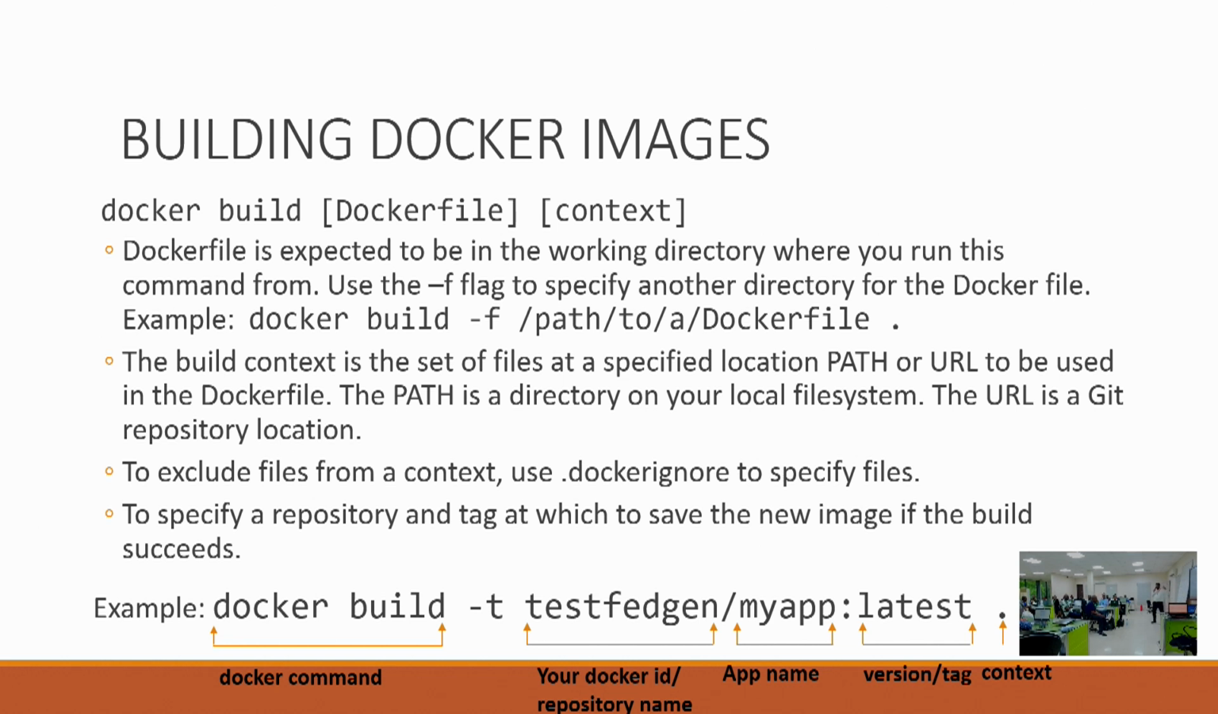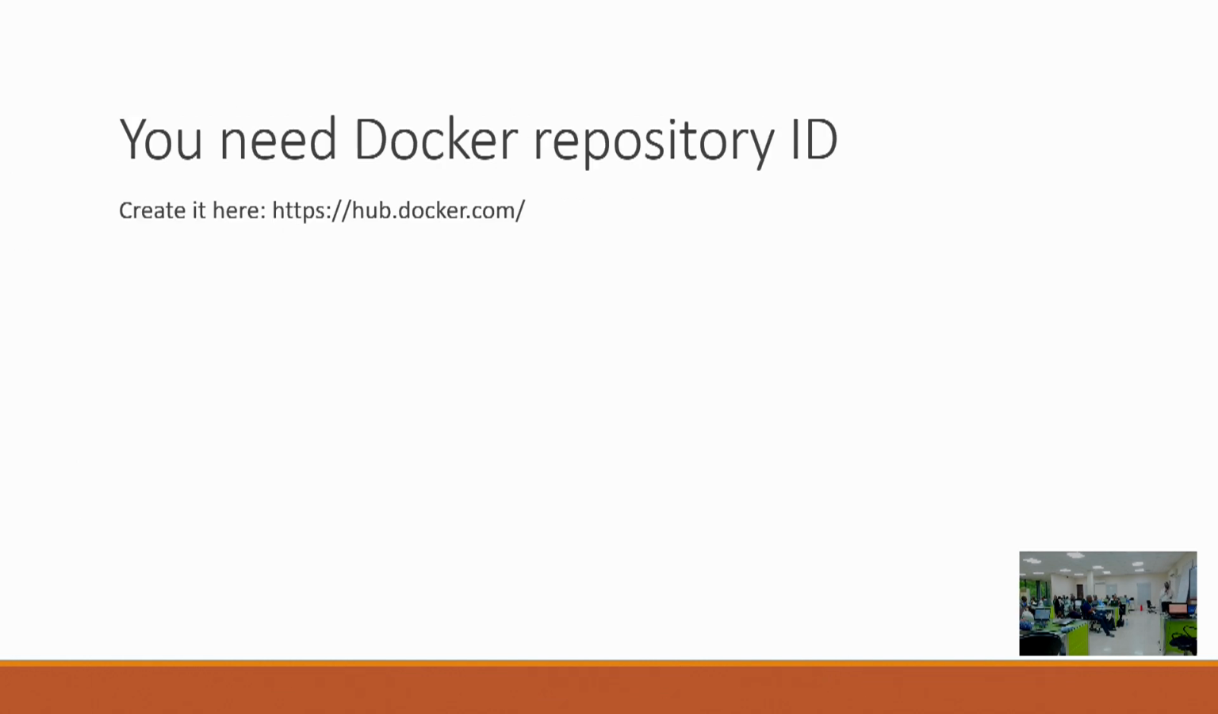Who can tell me what the context is? Okay, yeah, it's still on the slide. The build context specifies the set of files at the specified location or path to be used in your Dockerfile. So context here is my current working directory. So we're doing this in the practical.